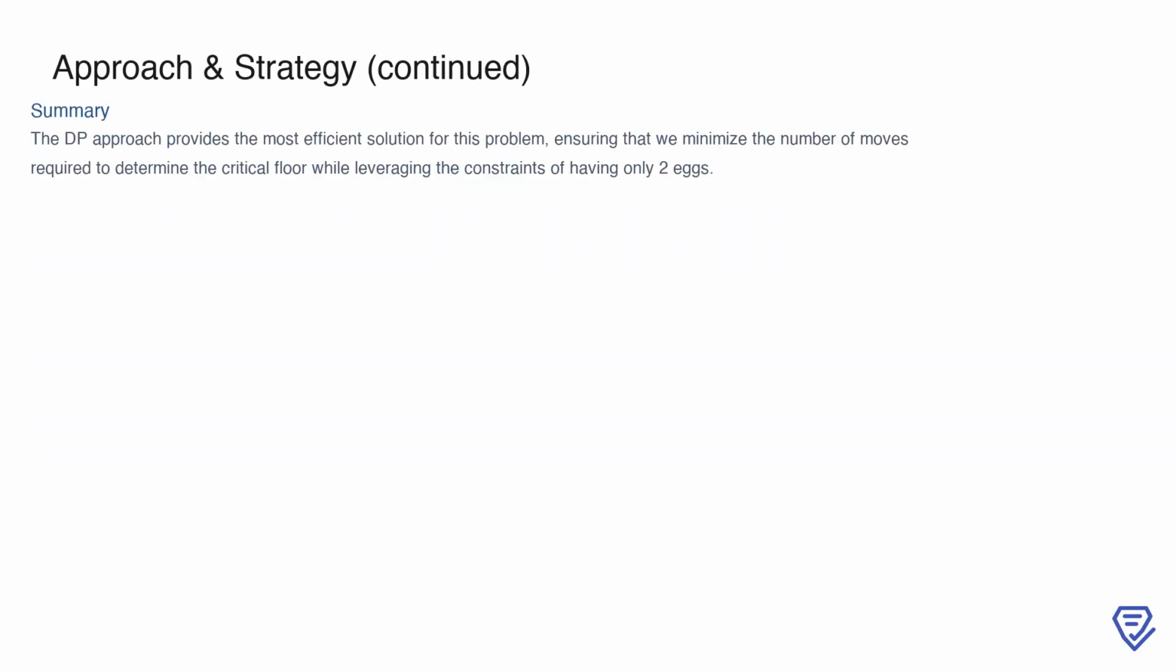In summary, the dynamic programming approach provides the most efficient solution for the egg drop problem with 2 eggs and N floors. By leveraging the constraints and minimizing the worst-case number of moves, this strategy ensures that we determine the critical floor with the fewest possible drops. Unlike brute force, which is too slow, and binary search, which doesn't fully utilize the second egg, the DP method optimizes every move. This makes it the ideal solution for balancing efficiency and practicality in this challenging problem.